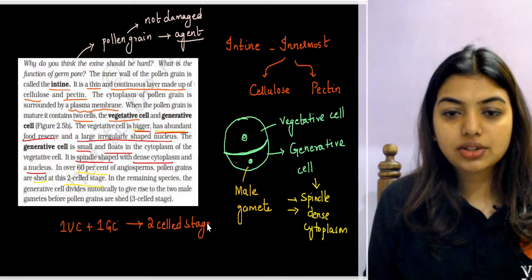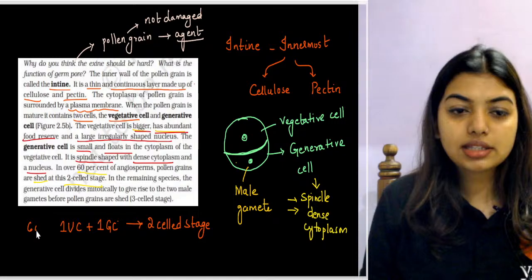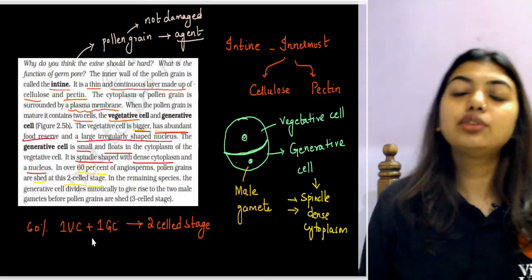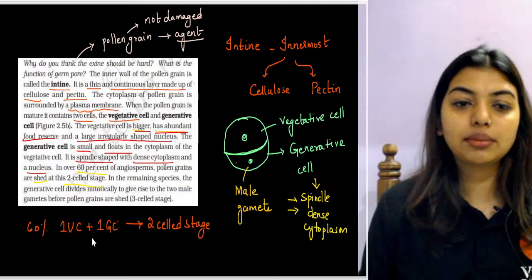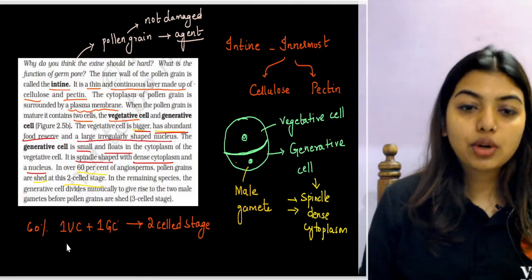Okay, two-cell stage. In the rest of them, this is happening in 60% of the angiosperms. In the two-cell stage, this will dehisce. The remaining will dehisce, but the rest of the 40%, what is going to happen?